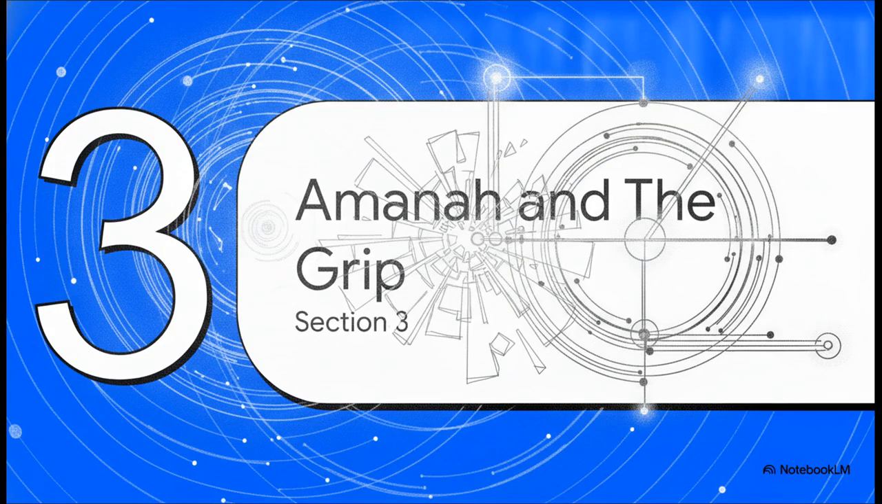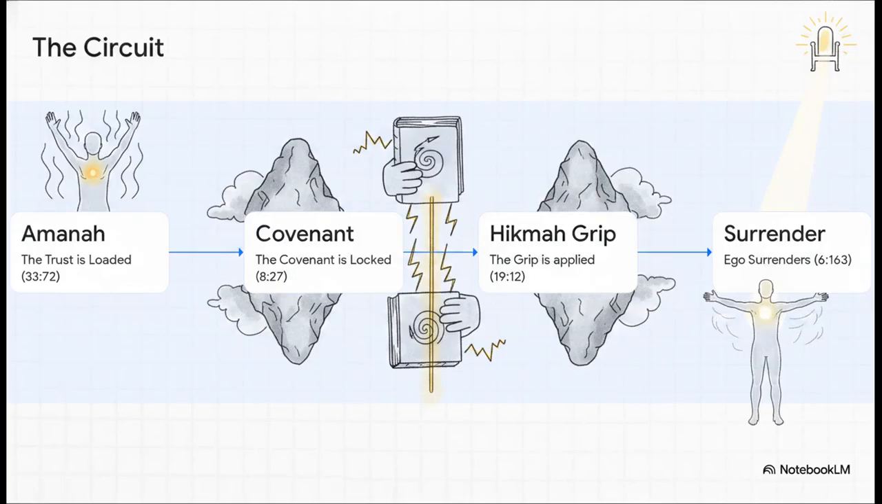Section 3, the Amanah and the grip. So how do we prevent a systemic overload? The human acts as the buffer. In verse 33:72, the reader accepts the Amanah, the trust. This is a weight so heavy the heavens and the mountains literally refused it. Then, the human locks this covenant in verse 8:27.